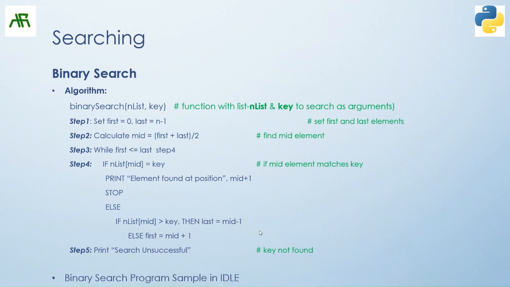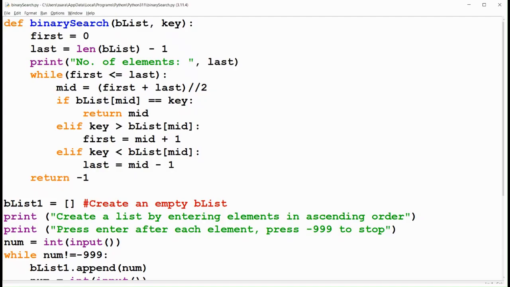Let's look at a sample program and execute it to see the results. Here is a sample program. I'm having a function with the list and the value to be searched as arguments. I'm setting first and last values to have the index values properly handled. Print the number of elements. The last will be your number of elements. While first is less than or equal to last, meaning from the first element to the last element, find the mid value. If the element at the mid matches with my key, return the index mid.